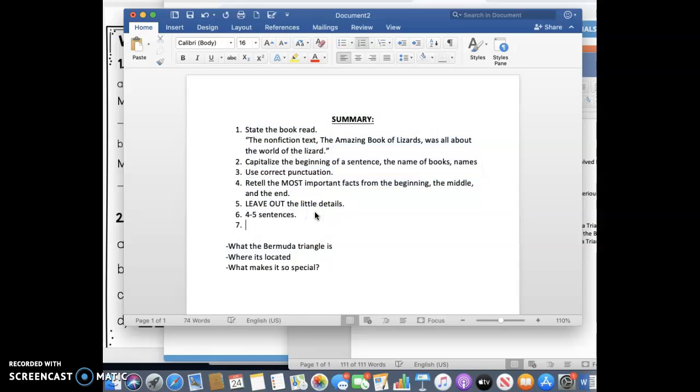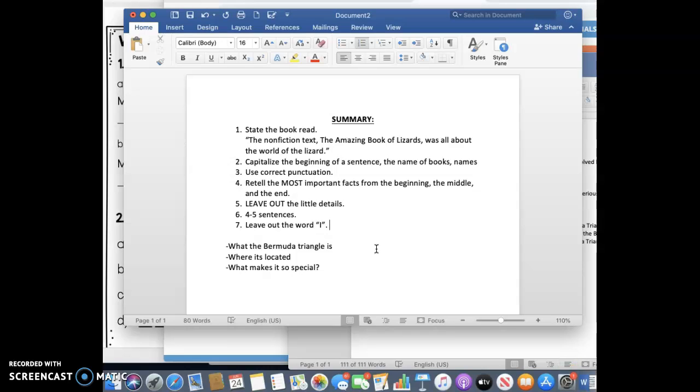Finally, leave out as much as possible the word I. We are getting into more mature writing. We really want to stray away from the I read or the I think or just little comments, because then that makes our writing a lot longer. And again, this is a quick retelling.